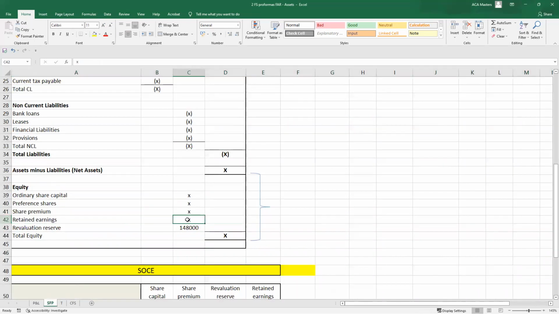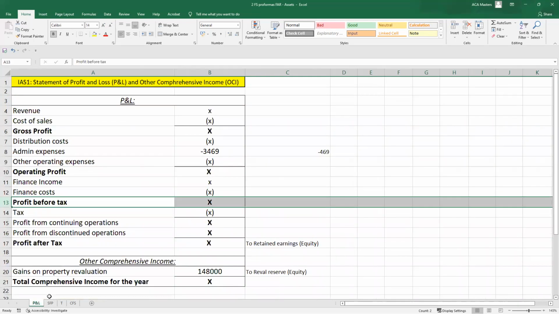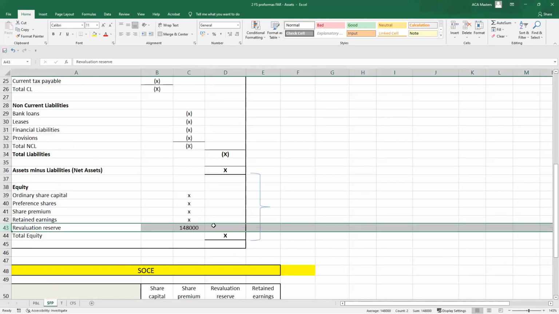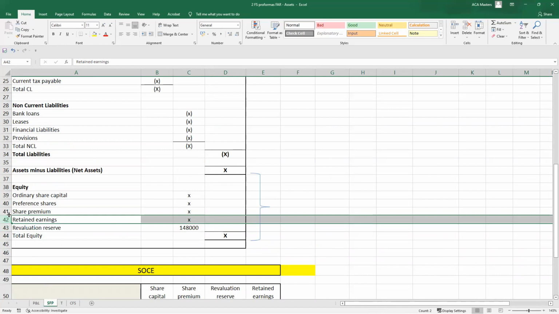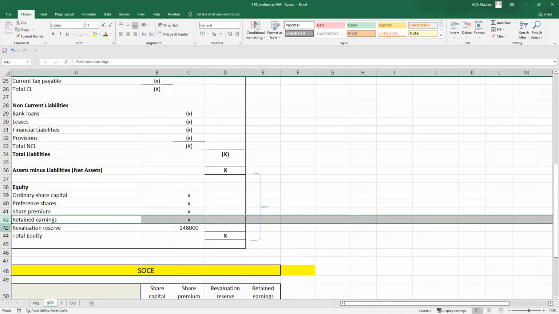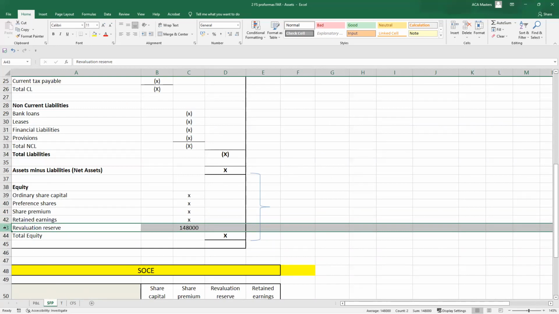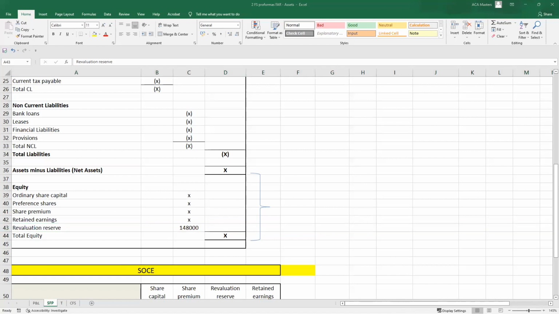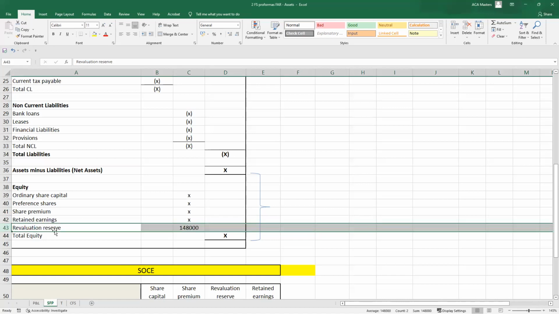So you can think of retained earnings as now being lower by that amount. So what we're allowed to do is, because revaluation reserve has had all the benefit from the revaluation, and retained earnings has suffered because of that additional depreciation, we can put retained earnings back into the position it would have been had it not been for the revaluation.